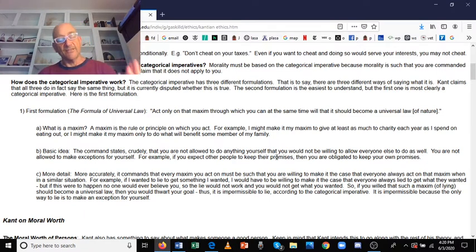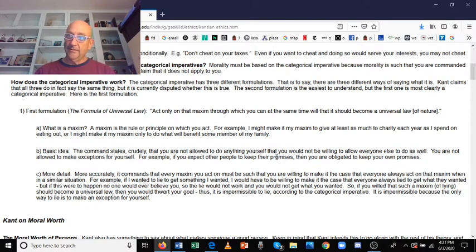The command states, and it's crudely put, but that's fine, you're not allowed to do anything yourself that you would not be willing to allow everyone else to do as well. You're not allowed to make exceptions for yourself, right? Hypocrites do that. Everyone else has to pay their taxes, not me, right? And then the more detail, that's decent. I'm going to skip the section that follows here.